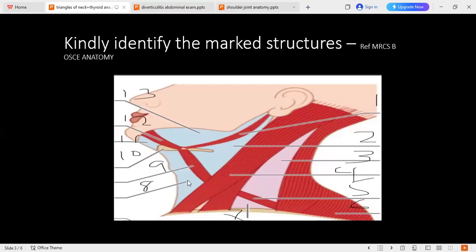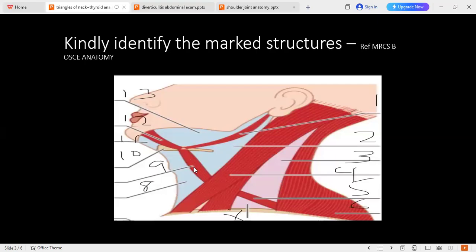Platysma? No, this is 9 you're telling me. What is 8? Which triangle is this? Look closely, please. Infrahyoid. I don't actually know. Submandibular. Okay, there should be one. Carotid triangle. Okay, muscular triangle. Muscular triangle, yes. All right.